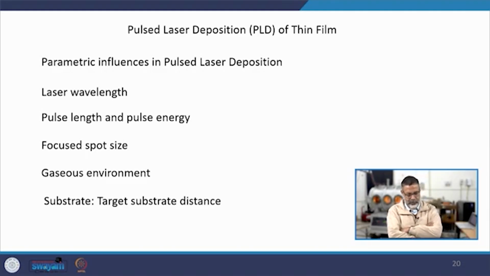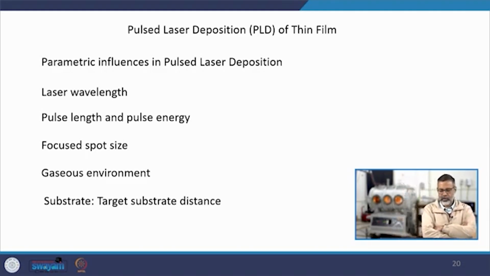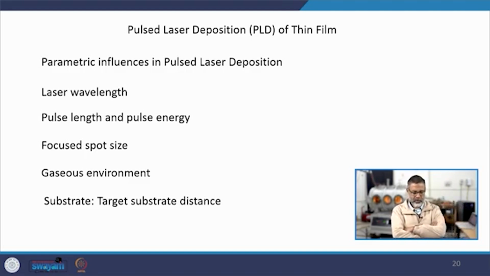So, one has to use either 248 nanometer or 193 nanometer or 308 nanometer. So, within this range, or maybe one can use the Nd:YAG laser of the wavelength of 355 nanometer or 266 nanometer. Then the pulse length. If you use nanosecond pulses, the heating effect will be more, and in that case the initial part of the pulse will be utilized for heating the material, and the latter part of the pulse will generate the plasma, and then the further.